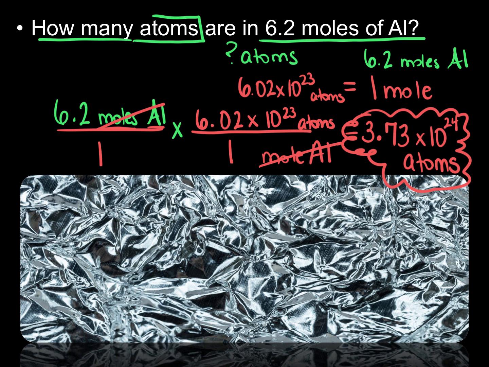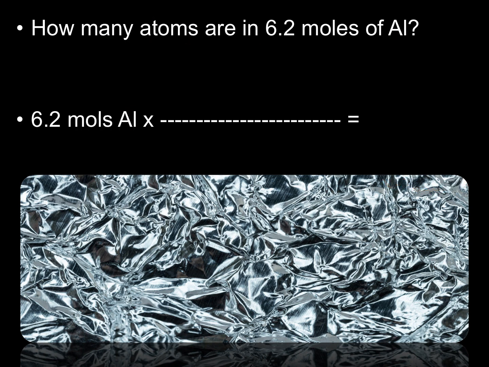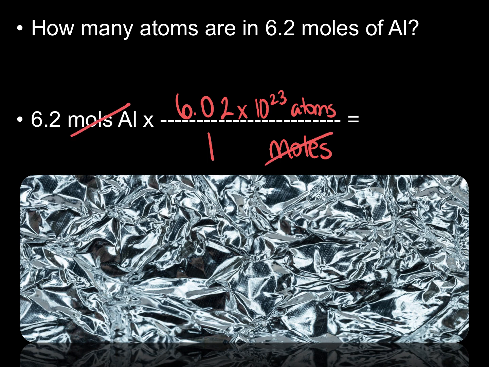If you can at least get it set up, that's a good start, but we want to make sure that we're getting the right answer in our calculators. So pretty much every chemistry teacher out there will teach you to set this up as 1 mole is equal to 6.02 times 10 to the 23rd atoms, and then have you cancel out your moles so that way your answer is in atoms.